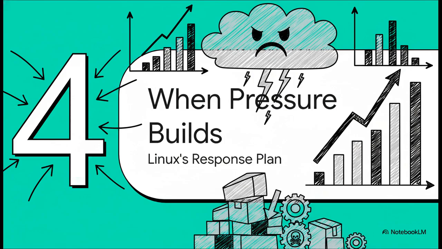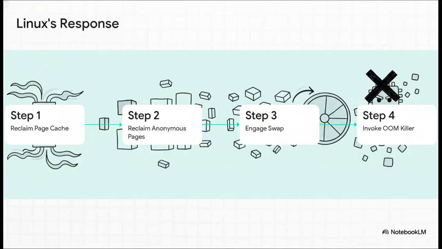Okay, so we've established that Linux uses free RAM for caching, and that RSS is the real number we should be looking at. So what happens when the RSS of all our applications starts to grow, and the system comes under some real pressure? Well, Linux doesn't just panic. It has a very calm, very logical, four-step plan. First, it does the easiest thing. It starts reclaiming that super flexible page cache we talked about, no problem. If that's not enough, it looks for some other memory pages that aren't being used much.